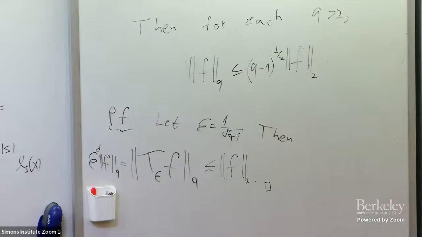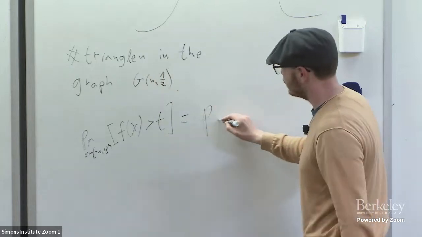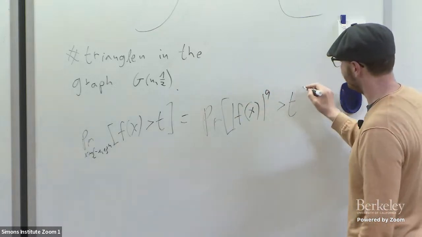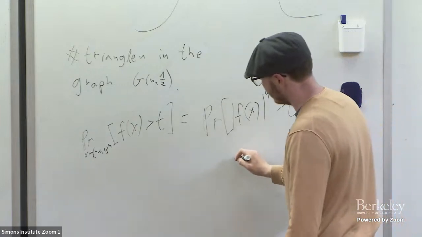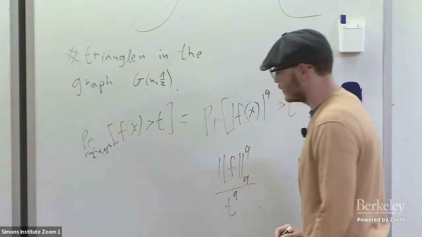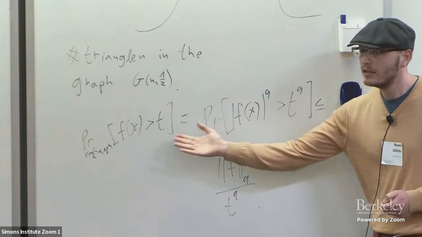I just wanted to mention that if we have a bound on the q norm of a random variable, then we can apply the Markov inequality. The probability over a random x in the cube that f of x is at least t is the same as the probability that f of x to the q is at least t to the q, and this is at most the q norm of f to the q divided by t to the q. So this is how upper bounds on q norms translate into upper bounds on the probability that the function takes large values.